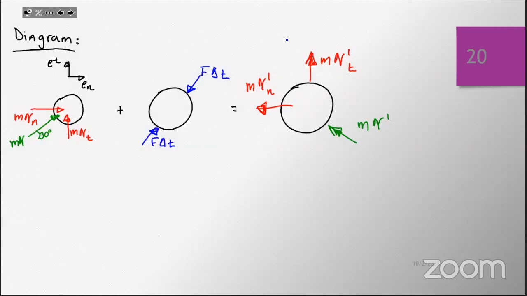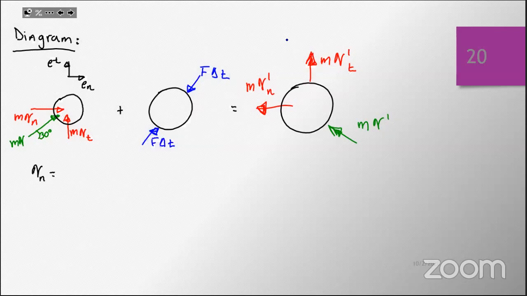There's a couple of things that we want to do here. So let's start with some equations. We'll start with this first picture. Well, let's figure out what the normal velocity is.